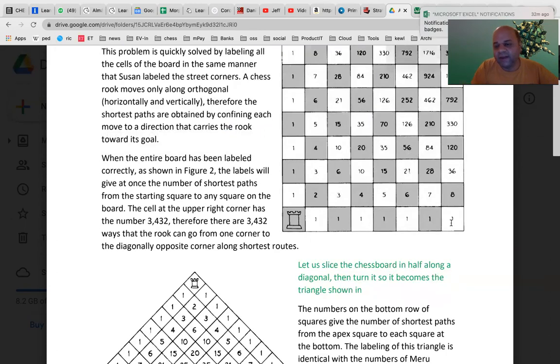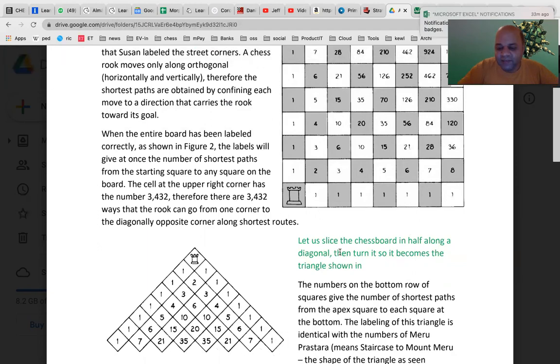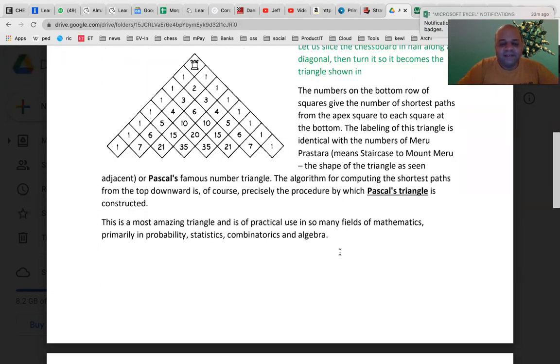After that, you will not see the 1 here, but you can imagine it. If the chessboard were infinite, you would have got 1 8 28 56 70 56 28, then 8 and 1, right? So this is nothing but Pascal's triangle, or Meru Prasthara. Again, you get it from this also.